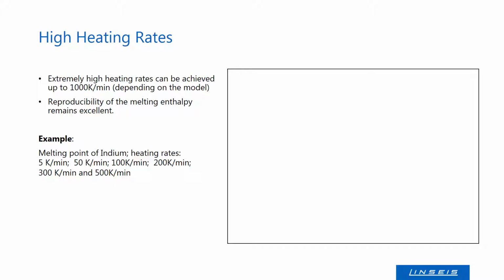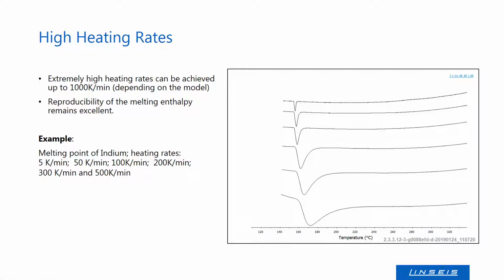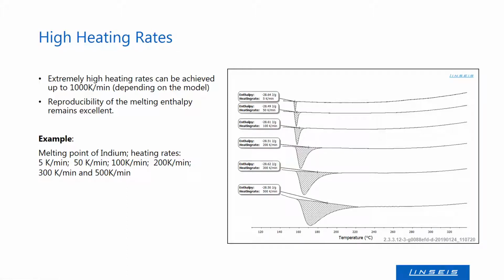Another particular feature are the extremely high heating rates up to 1000 Kelvin per minute that can be achieved. In the example on the scheme right, the melting point of indium was measured with different heating rates. Starting with 5 Kelvin per minute, it was done with 50 Kelvin per minute, 100 Kelvin per minute, 200 Kelvin per minute, 300, and finally 500 Kelvin per minute. And as you can see, the melting enthalpy remains constant.